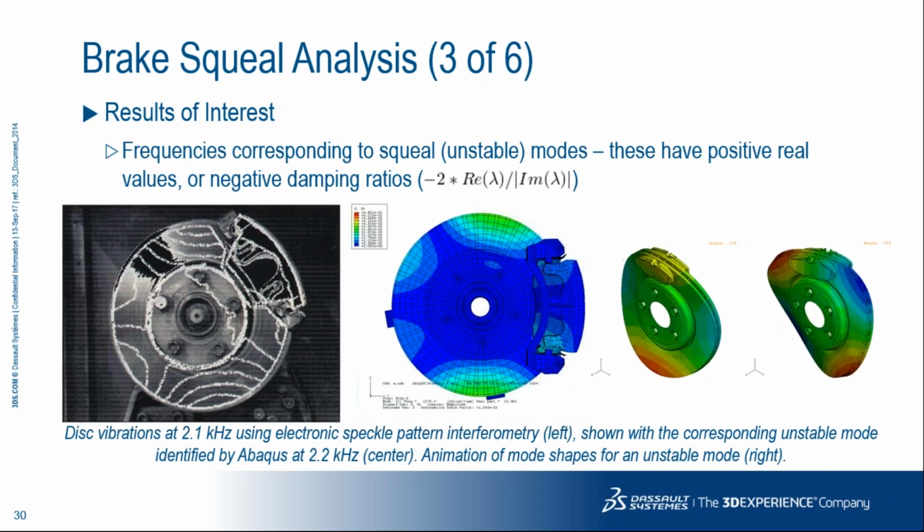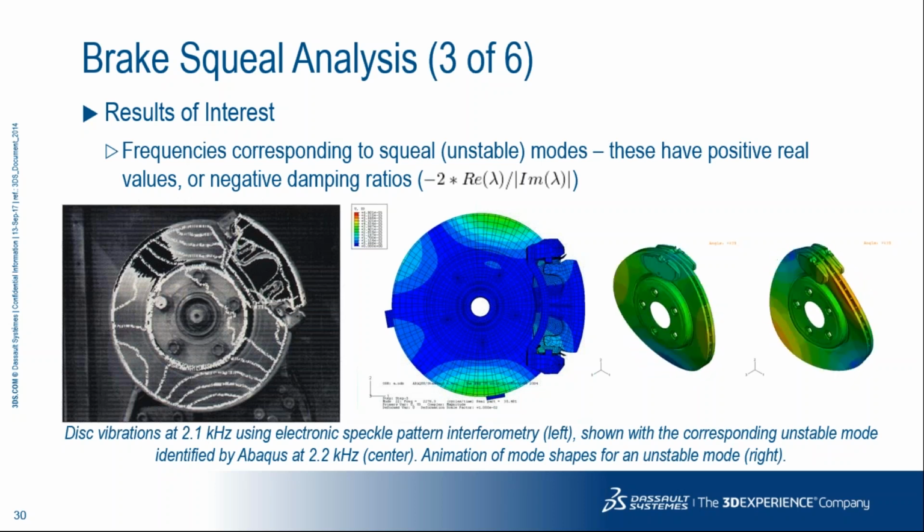A preferred approach to calibrating analytical models is to start with the experimental data, identify an unstable mode of interest, and look for it among the predicted instabilities.